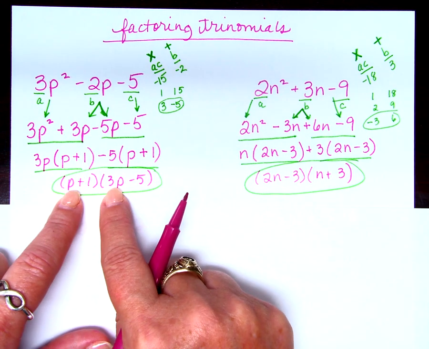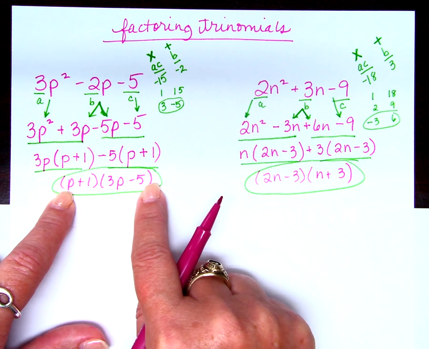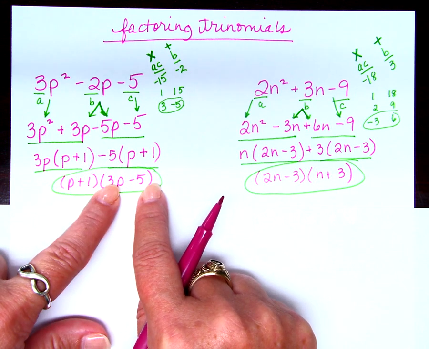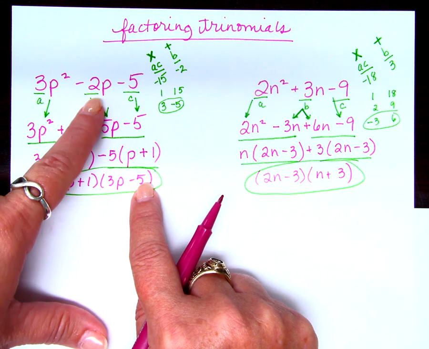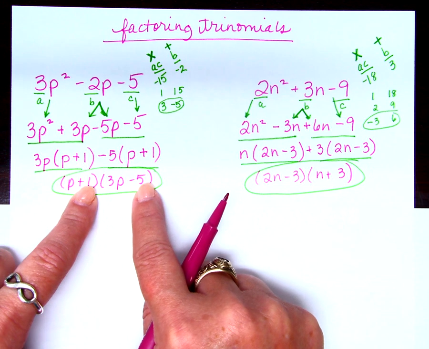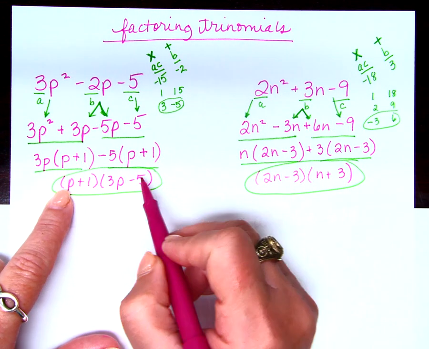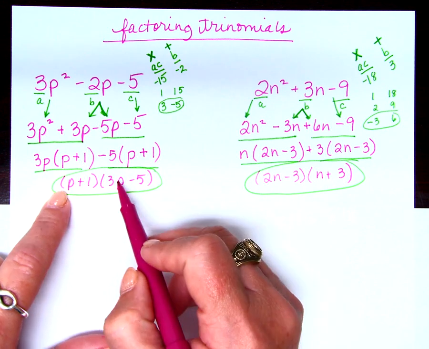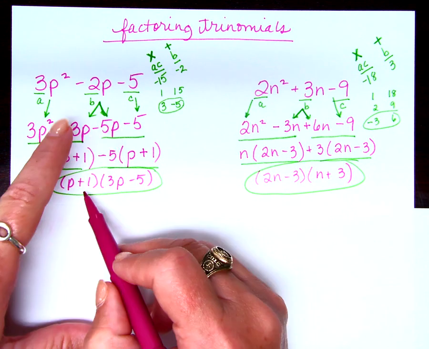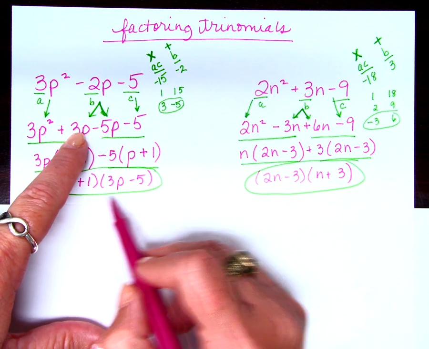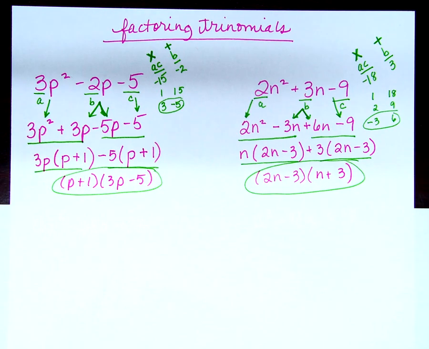P times 3p, 3p squared. P times negative 5, negative 5p. 1 times 3p, 3p, so I have a negative 5p and a 3p, which is negative 2p, and then I have a 1 times a negative 5, negative 5. Now, did you also notice that as I was doing my multiplication, p times 3p is 3p squared, p times negative 5 is negative 5p, 1 times 3p is 3p, and 1 times negative 5 is negative 5. It's this line. Does that help a little bit?